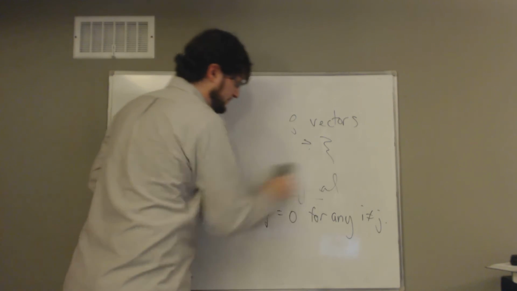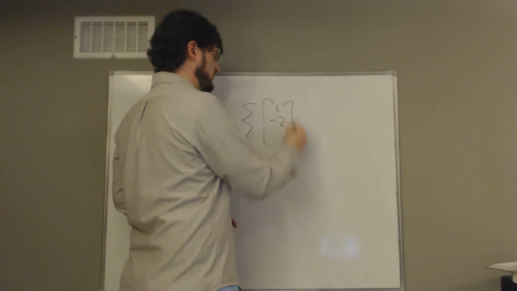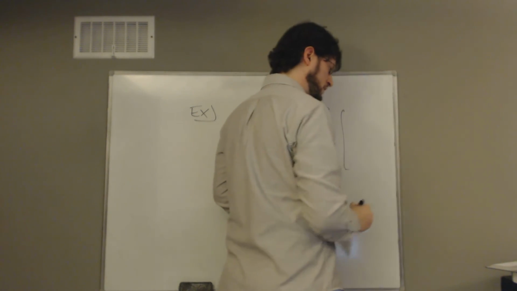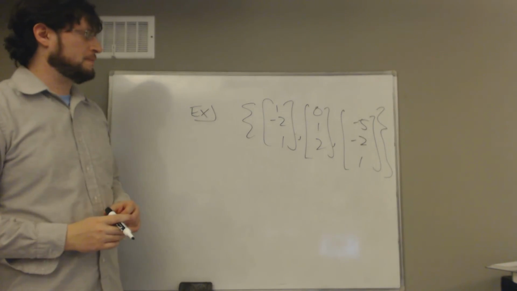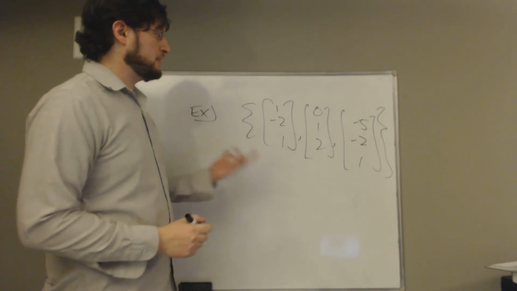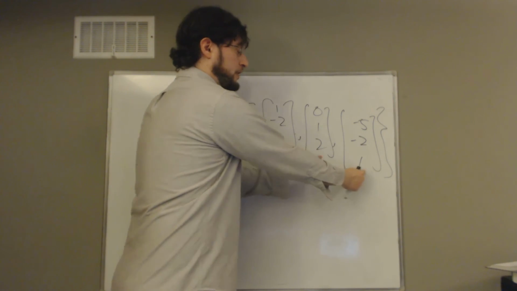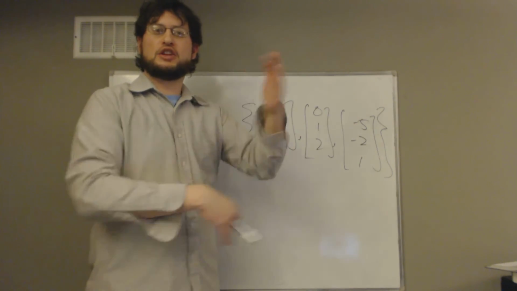So let's look at an example. Here's my set. I would like to know if this is an orthogonal set. So I need to look at all possible ways of pairing these vectors up and seeing if they are orthogonal. But there's really only a couple, right? So I need to check the first and the second, the first and the third, and the second and the third. Since dot product doesn't depend on the order, I don't have to change the order of these things.